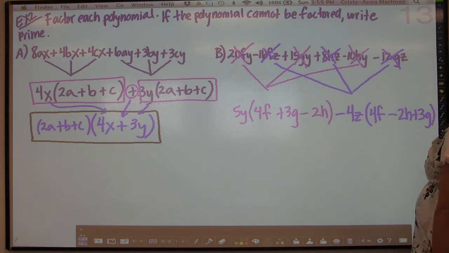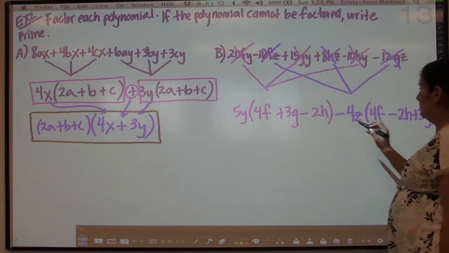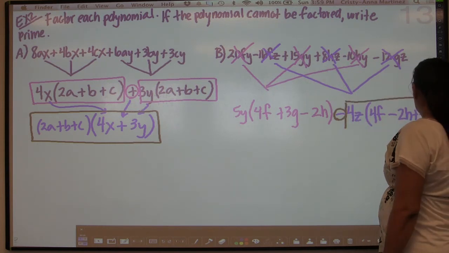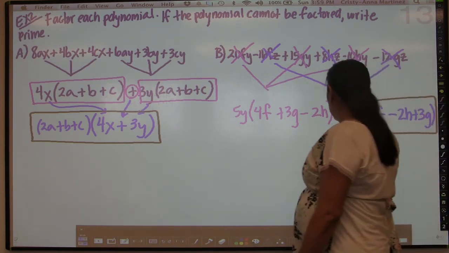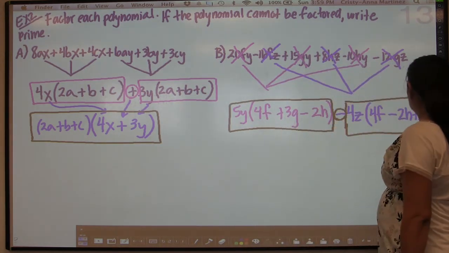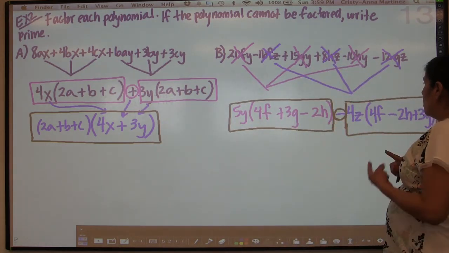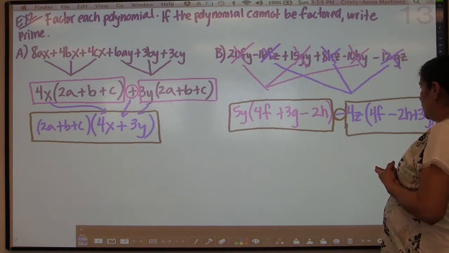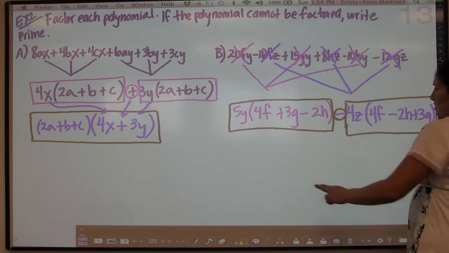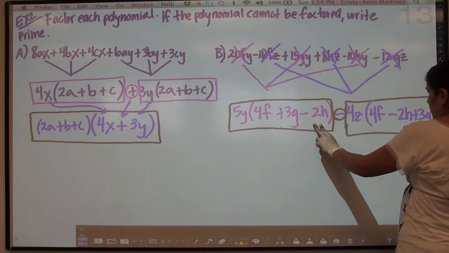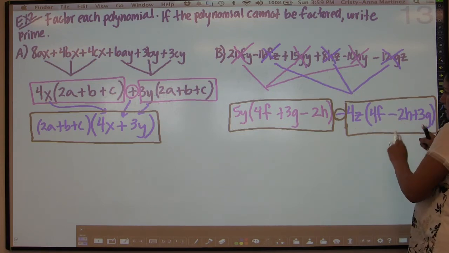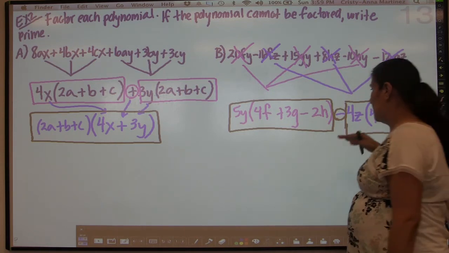And then again, as we look at the two, this is my subtraction symbol, which separates my 2 terms. So there's one box. There's the other box. And as you're looking at the 2 boxes, what do they both have in common? They both have 4f plus 3g minus 2h. They are in different orders, but we still have 4f plus 3g minus 2h. It doesn't matter what order it's in. So that's the common thing, so we're going to pull that out.